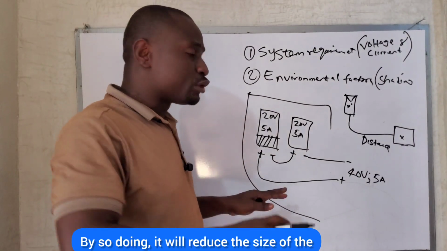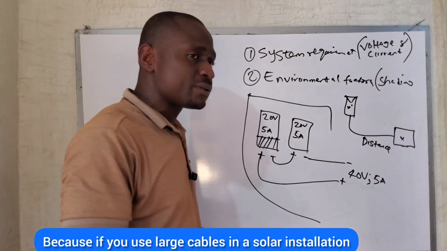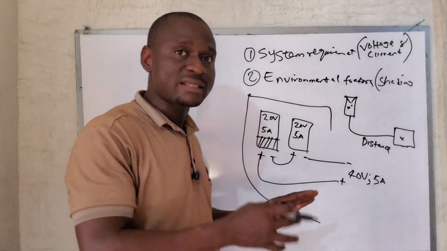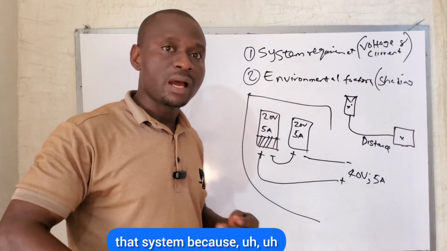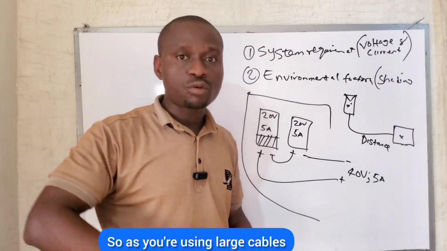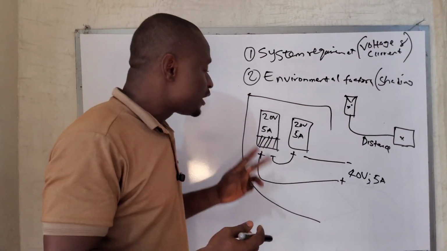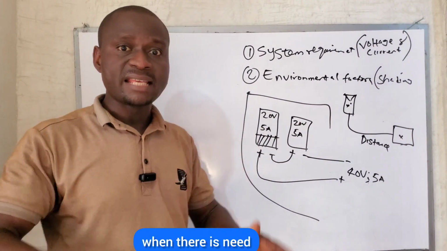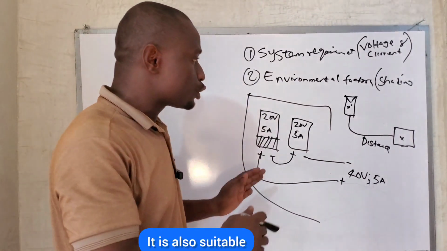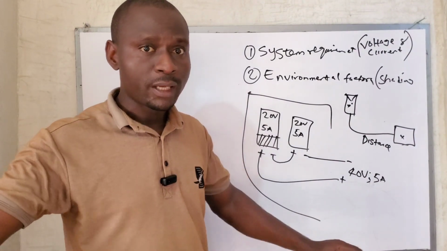By so doing, it will reduce the size of the cables you are going to use. Because if you use large cables in a solar power system, you are increasing the cost of that system, and large cables are not cheap. So series connection, you use it when there is need. It is suitable for high voltage applications. It is also suitable when the distance between your charge controller and the solar panels is long.